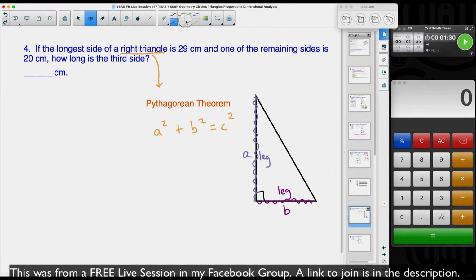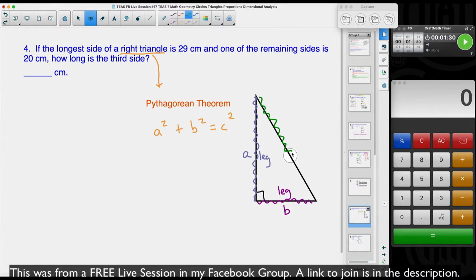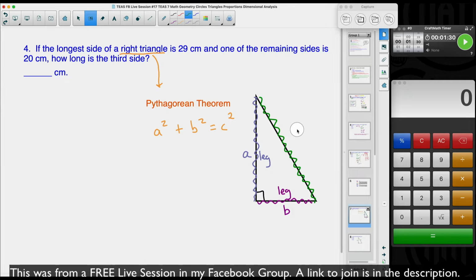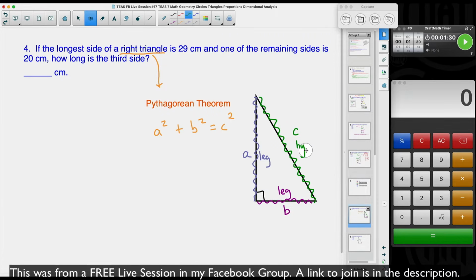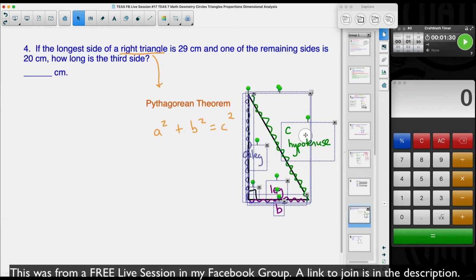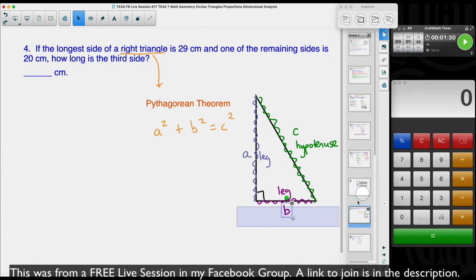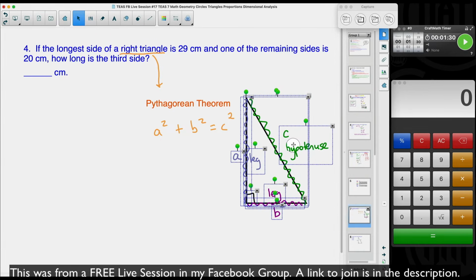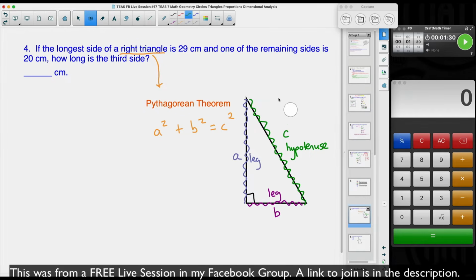So, what about this third side? This side does not make the right angle. Well, it's our only other letter. It is the letter C, and this has a funky name. It's called the hypotenuse. Now, you don't have to memorize that name. But what I do want you to remember is that the hypotenuse is always going to be the longest side.